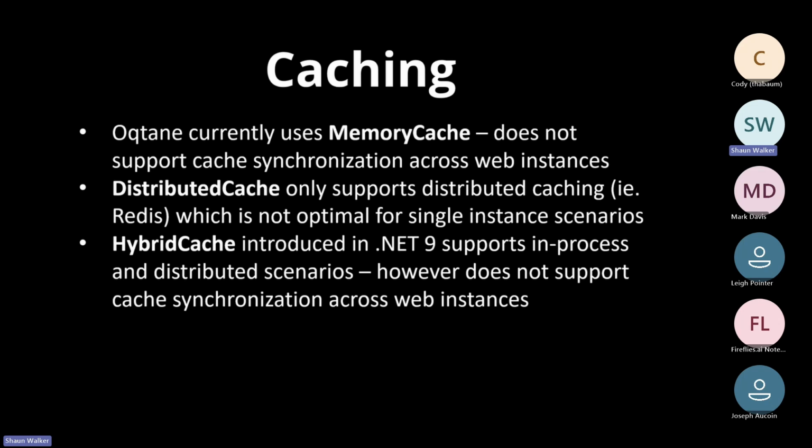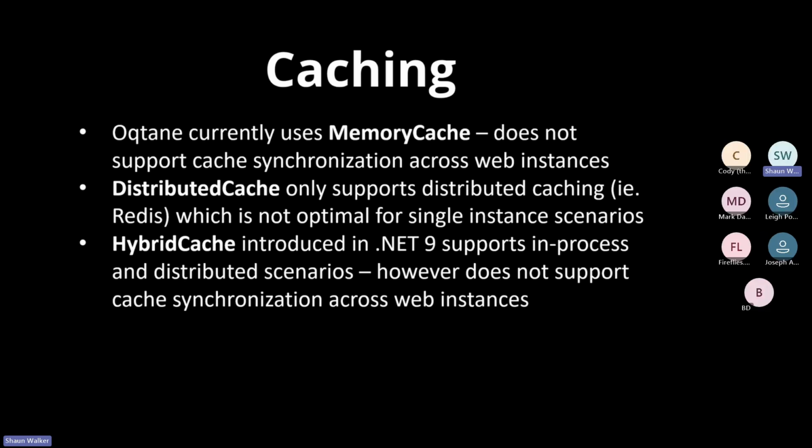For example, hybrid cache only has an API that works with asynchronous methods, which would make it very difficult to integrate into Oqtane because the back end of Oqtane uses synchronous methods for a lot of the repositories. Of course, Oqtane could be modified so that all of the repositories use asynchronous as well, but then you run into the situation where third-party modules are relying on those repository methods, and it would be a breaking change for all third-party modules. So hybrid cache basically doesn't meet our needs for a few different reasons, which is unfortunate.